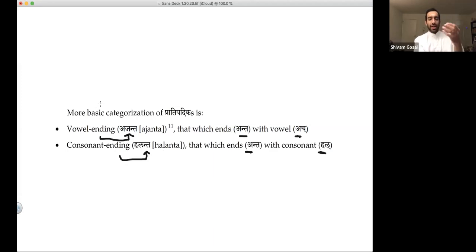So we can either look at the specific letter. Like if we think of Rama, it's a ending. Some of them we need to look at the last two letters, like yogin, in. But if we just want to make a more basic, more general division, we can just say there's vowel ending, ajanta or achanta, or consonant ending, halanta, hal ending.